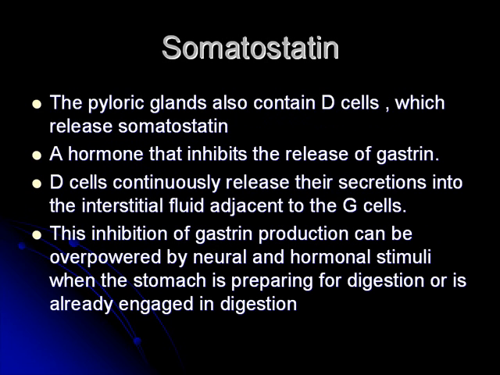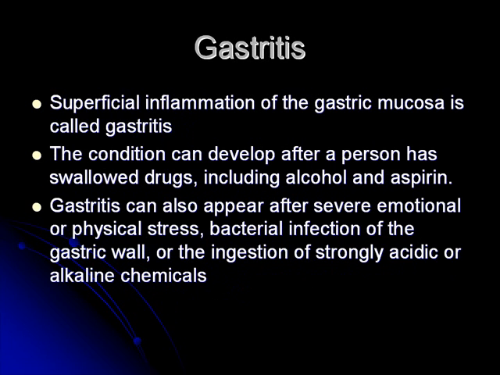A substance called somatostatin. The pyloric gland also contains D cells, which release somatostatin. This is a hormone that inhibits the release of gastrin. D cells continuously release their secretions into interstitial fluids adjacent to G cells. Inhibition of gastrin production may be overpowered by neural and hormonal stimuli in the stomach in preparing for digestion or when it is already engaged in digestion.